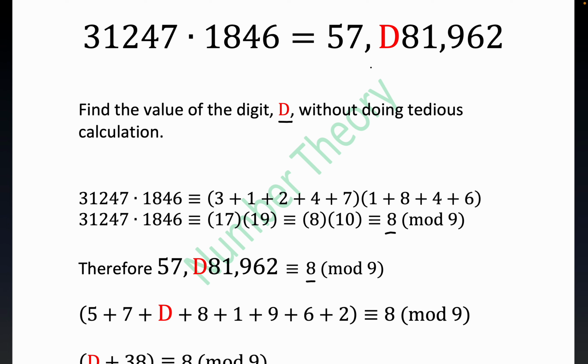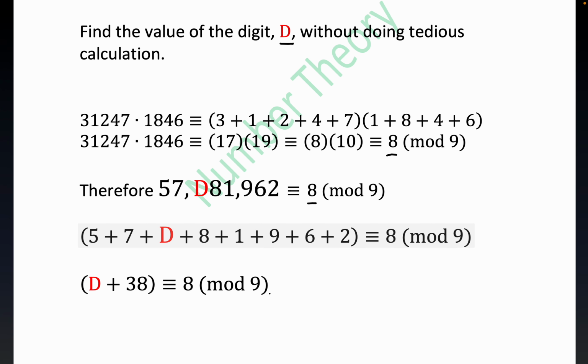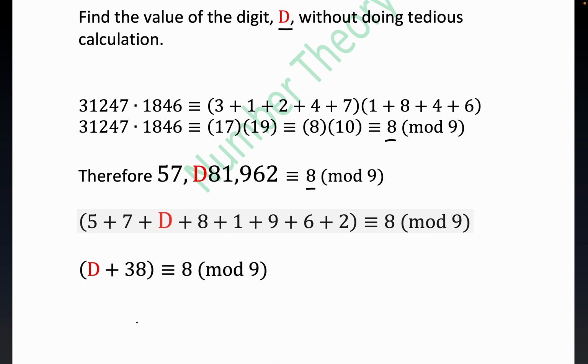And now we have to work with the left-hand side. We know that since these two guys are equal to each other, the left-hand side sum of the digits also has to be congruent to 8, all right? And the rest of it's fairly straightforward. I double-checked this. Now, right here, didn't quite finish it, but all of these digits, 5 plus 7 plus 8 plus 1 plus 9 plus 6 plus 2, add up to 38.